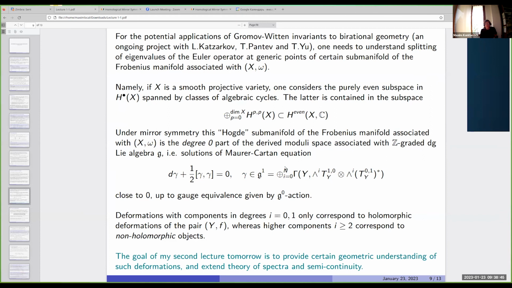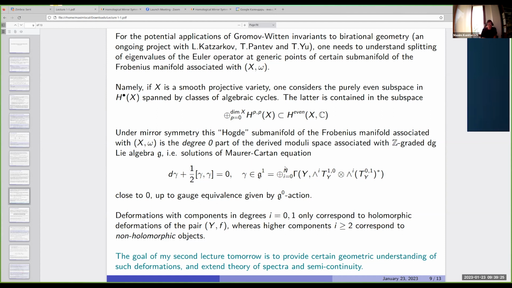And then consider a deformation having components only for i equals 0 and 1. Then you deform the function, deform the Beltrami tensor, deform the almost complex structure of this guy. So it corresponds to a holomorphic deformation of the pair, the variety and the function, and it corresponds to H00 and H11 of X. But if you deform by H22 of X, it gives some deformation which doesn't have a clear holomorphic interpretation. It will be a non-holomorphic object.